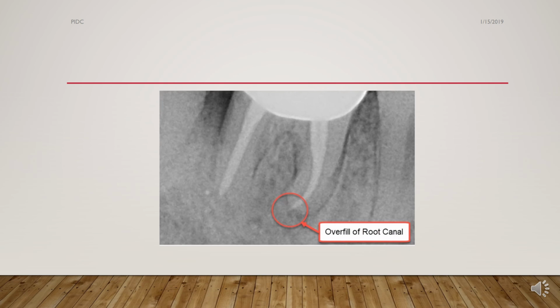In this radiograph, you can see there's an overfilling. As I said, the cleaning and shaping and obturation should terminate 0.5 to 1 millimeter short of radiographic apex. It cannot go beyond the apical constriction. If it goes beyond the apical constriction, constant irritation to the periapical tissues from the root canal filling can lead to pain and eventual failure of the root canal treatment.